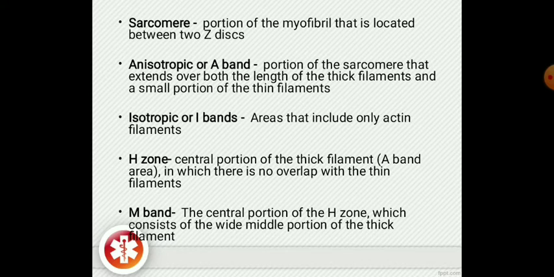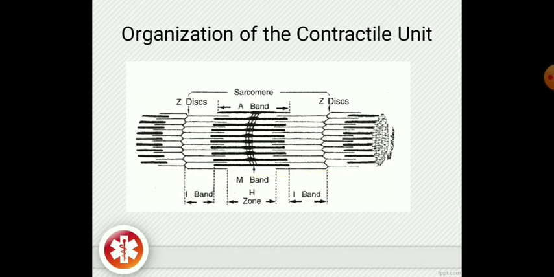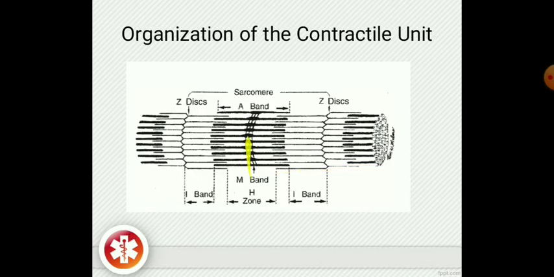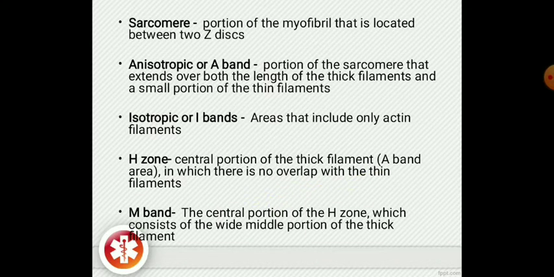Next is the H zone, the central portion of the thick filament that does not overlap with the thin filament. This small part is known as the H zone, which is not overlapped by any thin filaments. Next is the M band, the central portion of the H zone, which consists of the wide middle portion of the thick filament. This is what is called the M band, the central portion of the H zone. So these are the basic areas in a contractile unit.